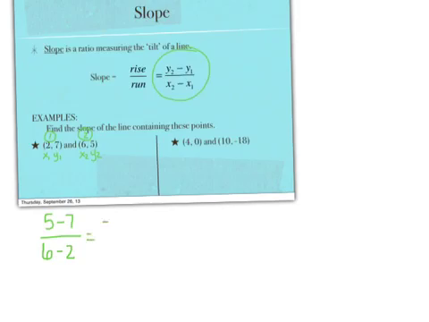So 5 minus 7 is negative 2. 6 minus 2 is 4. And slopes I would always leave written as reduced fractions. So I would not make this 0.5, but I would make it negative 1/2 for your final answer. That's the slope of the line that contains those 2 points. Okay?